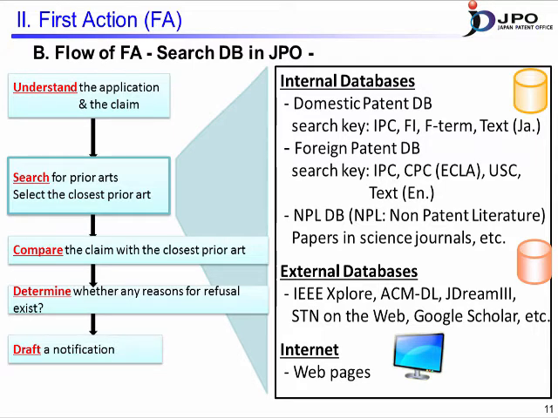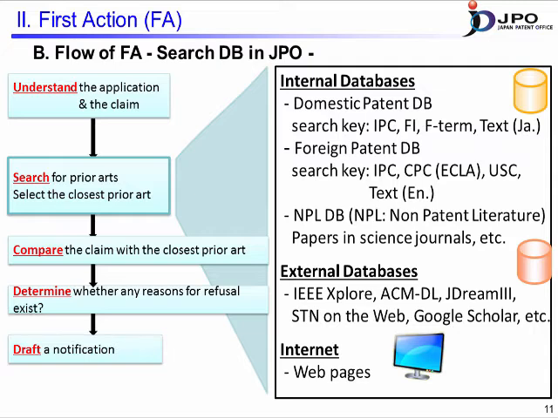For your information, I would now like to show you the actual databases that the JPO uses for prior art searches. First, there are internal databases that have been developed and maintained by the JPO. These databases include 3 different databases, one for domestic patents, another for foreign patents, and a third for NPL, or non-patent literature. For the domestic patent database, examiners use FI, FTerm, keyword, and full text as search keys.